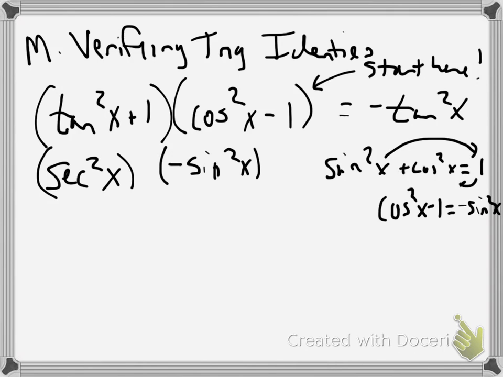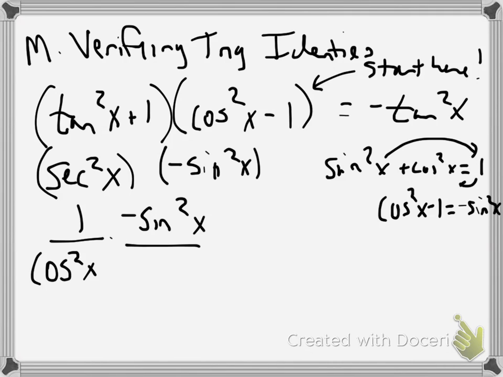Alright, so secant squared x, using my reciprocal identity, that's the same thing as 1 over cosine squared x. I don't have a reciprocal identity for sine, but if I rewrite that using cosecant, that's just going to confuse things. So why don't I just leave this in fractional form, negative sine squared x over 1. Alright, well I got two fractions. Let's multiply them together. Now I get negative sine squared x over cosine squared x.